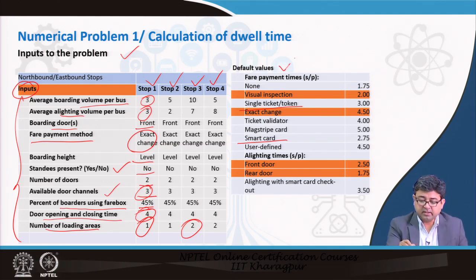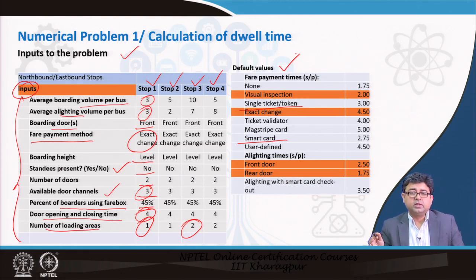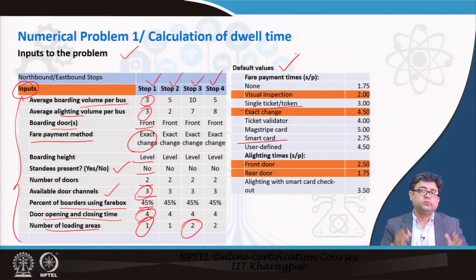Then you will have some default values that you can use, right. These default values have been developed by looking at various bus systems across the world. So, these are average values or best practices values. Whatever they are, they are some kind of default values which will allow you to at least get started with understanding how your bus system capacity works or what the dwelling time is.